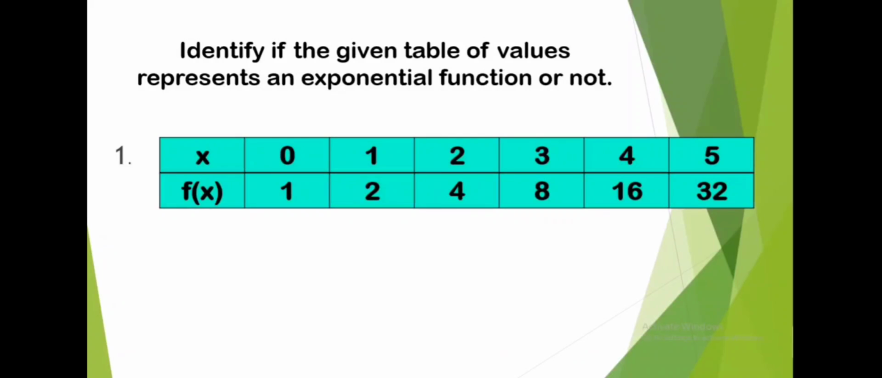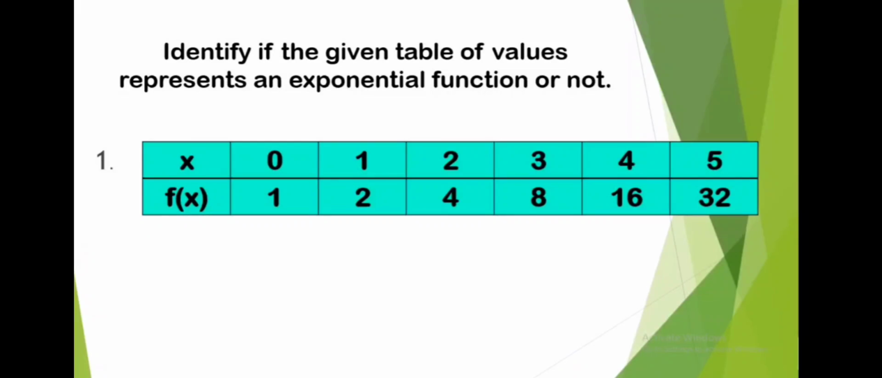We have our x values are 0, 1, 2, 3, 4, and 5. So let us see if our values in f of x have a common ratio. Is there a common ratio of these values? The answer is yes, there is a common ratio, and that is 2. So observe from 1, we have 1 times 2 is 2, 2 times 2 is 4, 4 times 2 is 8, 8 times 2 is 16, and 16 times 2 is 32.